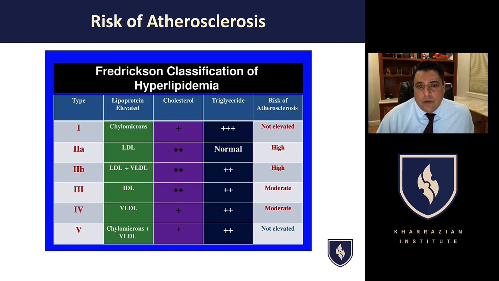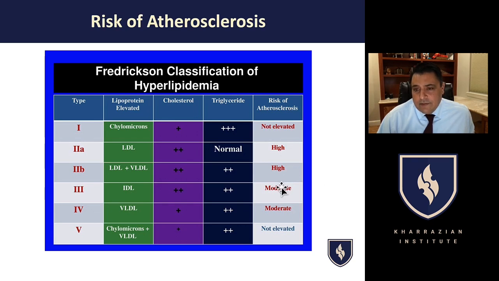Now, when you look at these hyperlipoproteinemias, not all of them have increased risk. For example, someone with a type 1 could have really, really high triglyceride levels, but not really any risk for atherosclerosis. Then you could have someone with a type 4 who may have really high VLDLs impacting total cholesterol. They have moderate risk. And then someone with type 2, A or B, would have high risk for atherosclerosis.